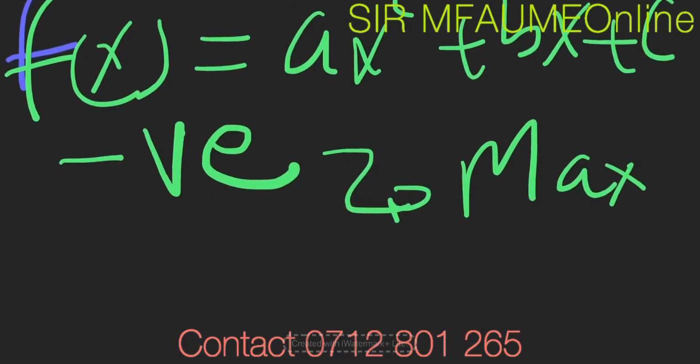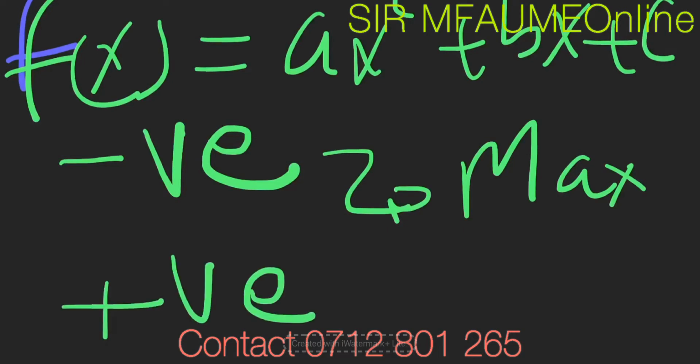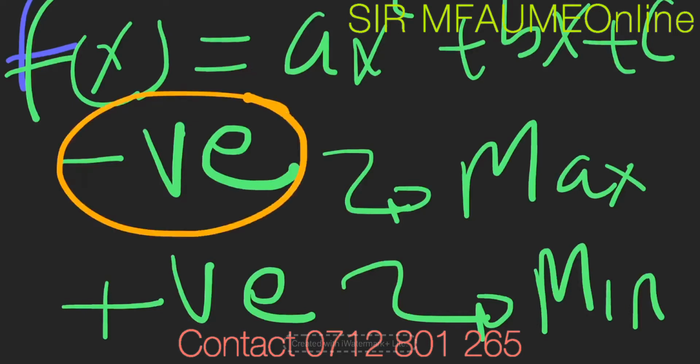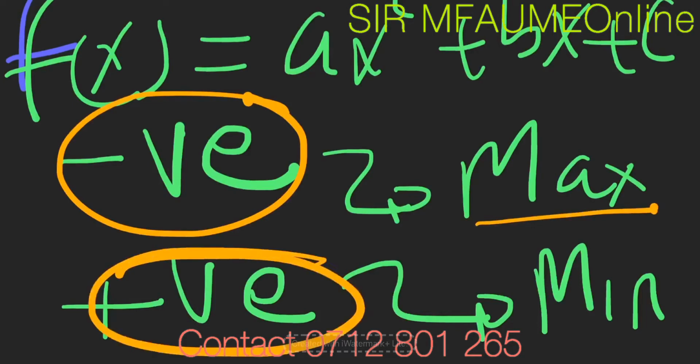But in case the coefficient of x squared, the value of a, is positive, that one will provide the minimum value. So to understand if it is a maximum or minimum value, you have to check the coefficient of x squared, which is the value of a, either negative or positive. When a is negative, that is the maximum value, and when a is positive, that is the minimum value. Do not confuse it.